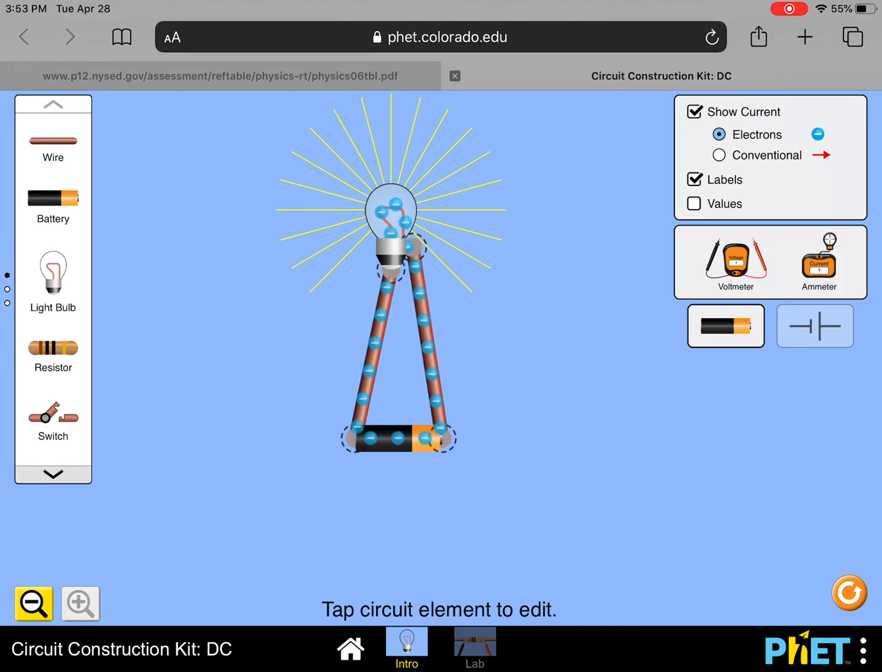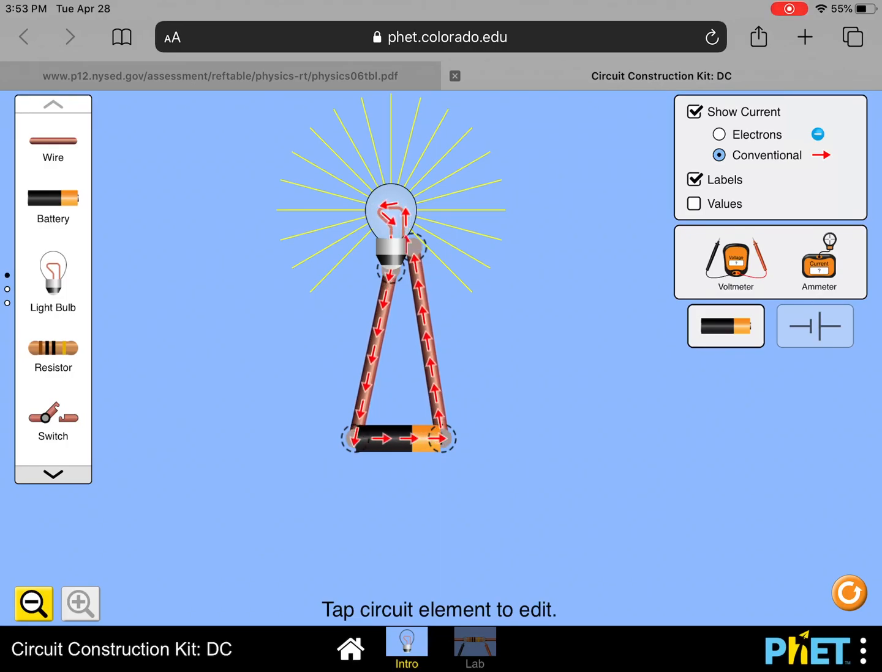Notice how the electrons are going around the circle clockwise. Conventional current is going to be opposite. Conventional current is the flow of positive charges. Are positive charges actually moving? No, absolutely not. But that's just how we do things. It's the convention we use.